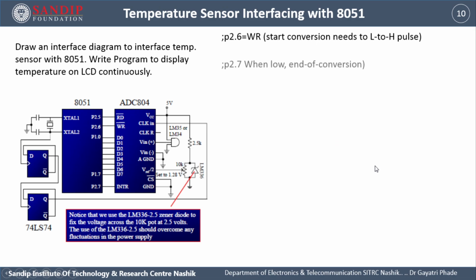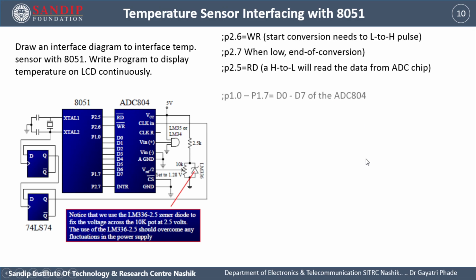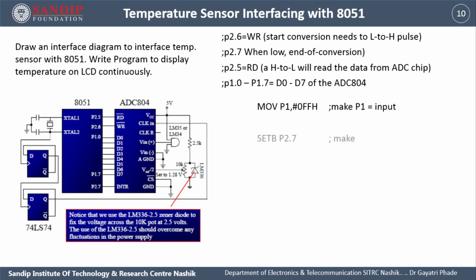Then we have written the program. First we have declared the hardware description. Then we have started the program, where we have made the particular port and pin as an input, from where we are taking data from ADC to 8051 microcontroller.